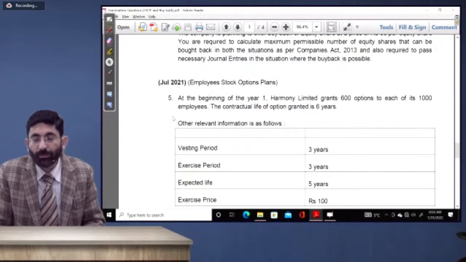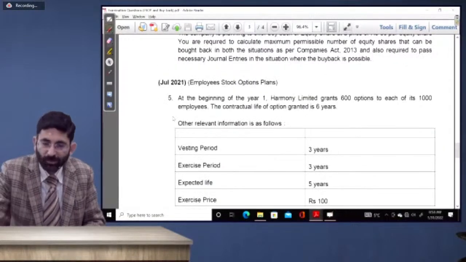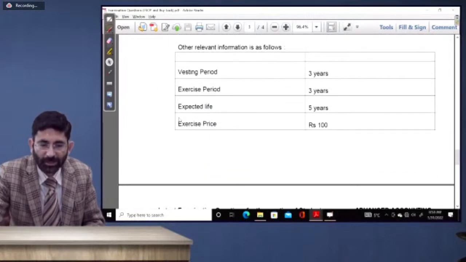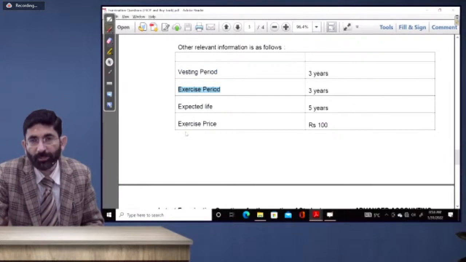600 options to 1,000 employees means 6 lakh shares we have to issue. Vesting period is 3 years. Exercise period is 3 years. Expected life is 5 years. And exercise price is 100 rupees per share. Vesting period is clear to everyone. Exercise period is clear to everyone. Expected life is just when they purchase these shares, how long they will retain them.